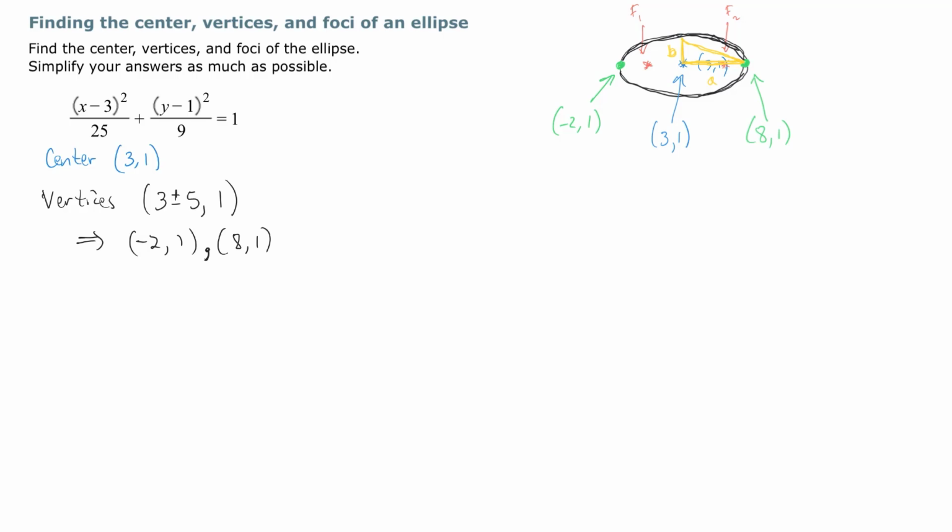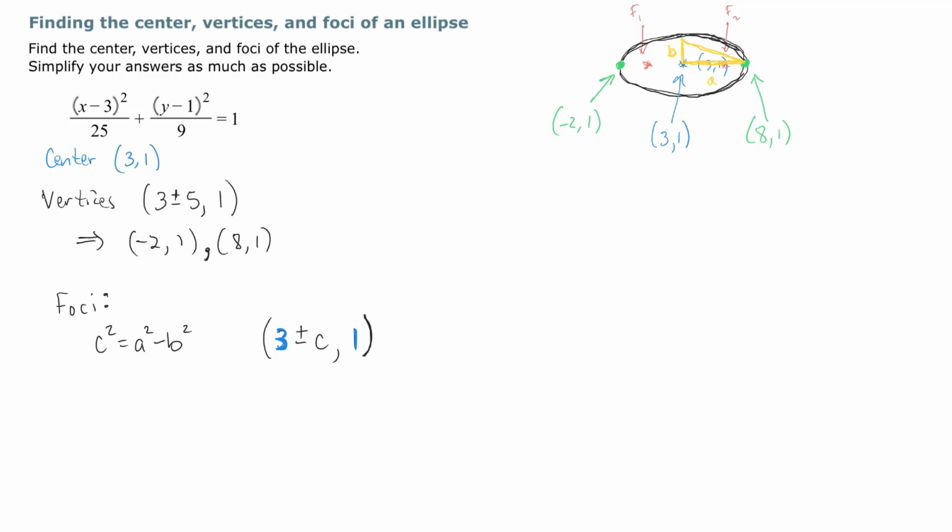A is always more than B, and to get the location of the foci, we follow this formula. We're going to use c squared is equal to a squared minus b squared. In this case, the foci are running in the horizontal direction. So what would we write? You could think of the formula as (3 ± c, 1). Where did I get that from? Remember, you're finding the foci relative to the center. That's why that location is very important.